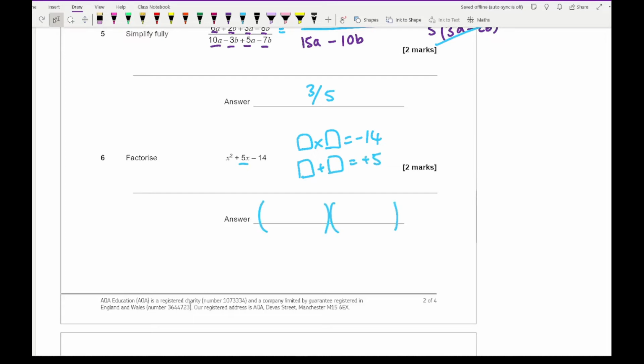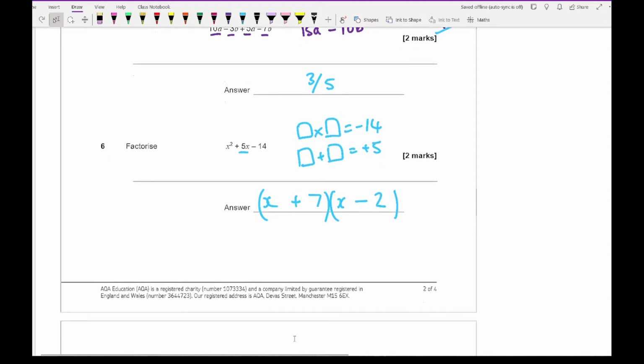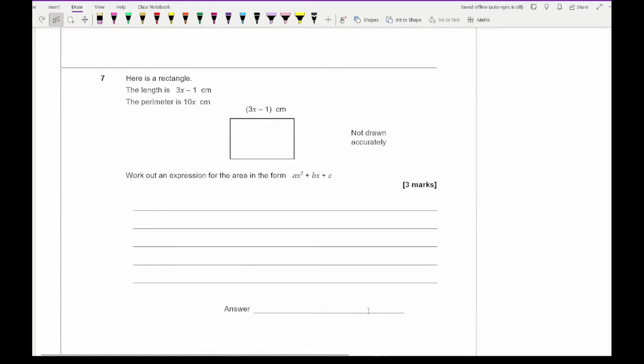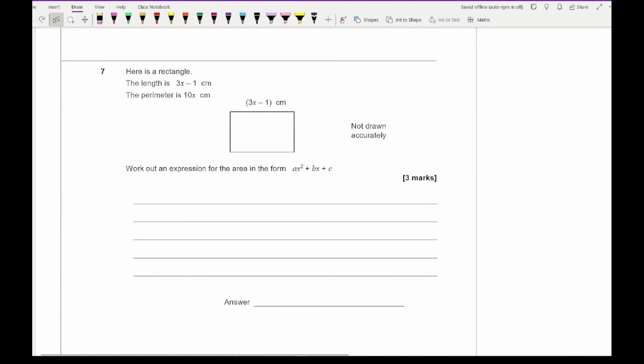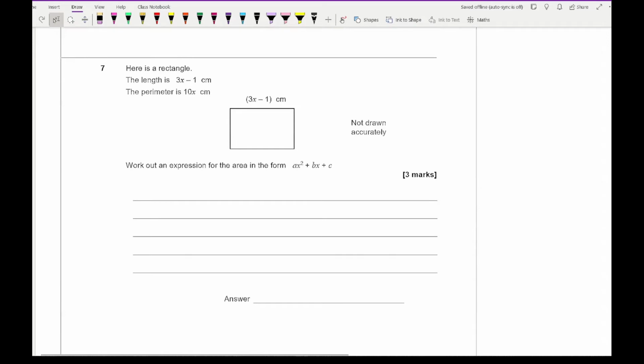And my two numbers are going to be 7 and 2, and so it's going to be plus 7 and minus 2. Then moving on to question 7, it says here is a rectangle with length 3x minus 1 centimetres and perimeter 10x. Work out the expression for the area in the form of ax squared plus bx plus c.